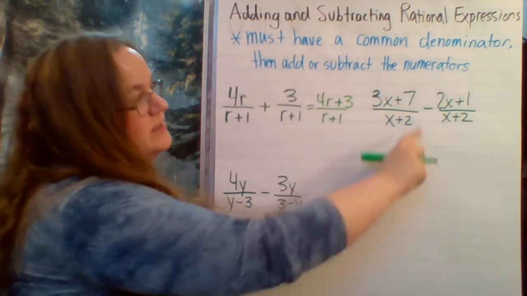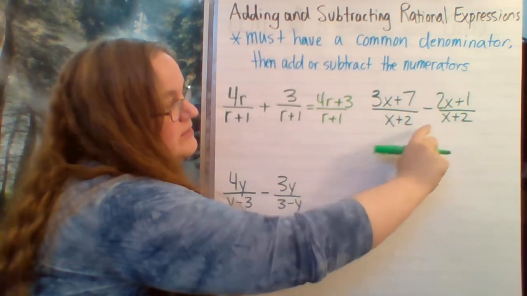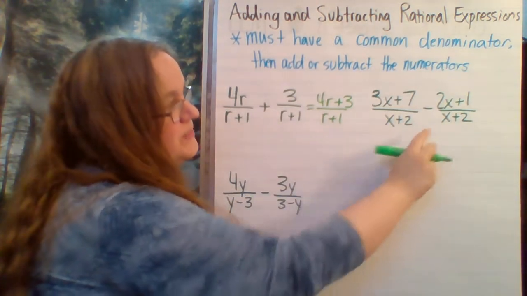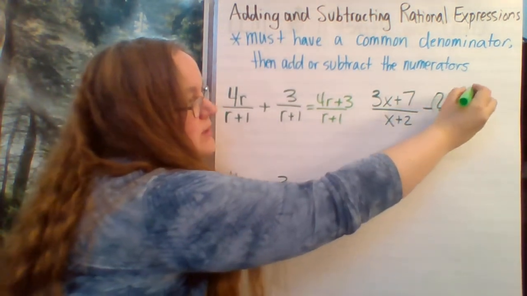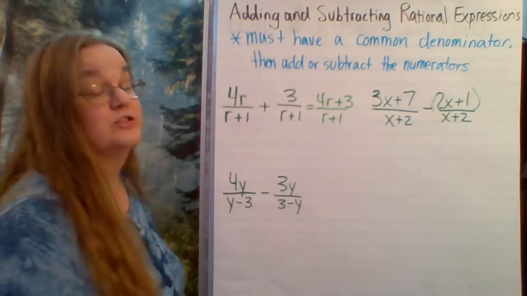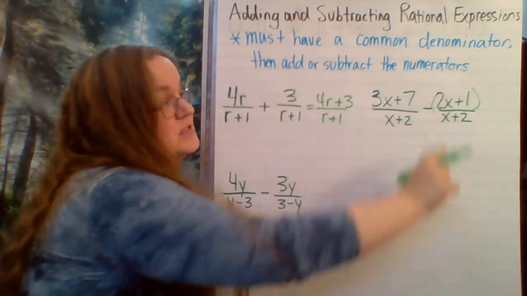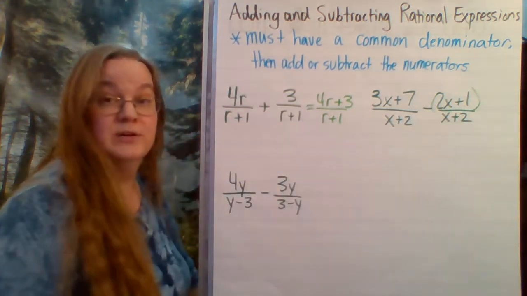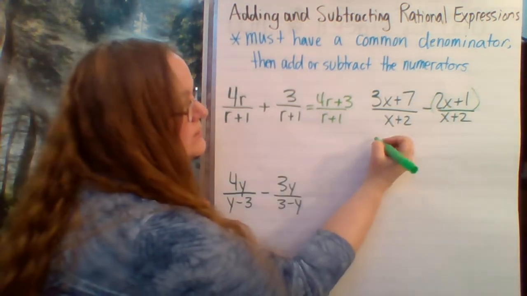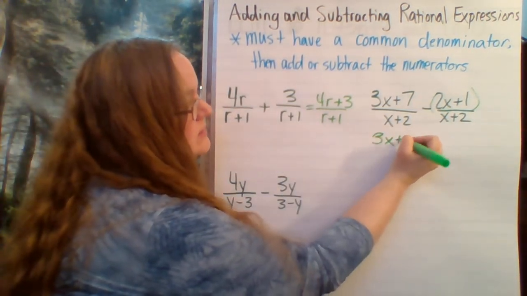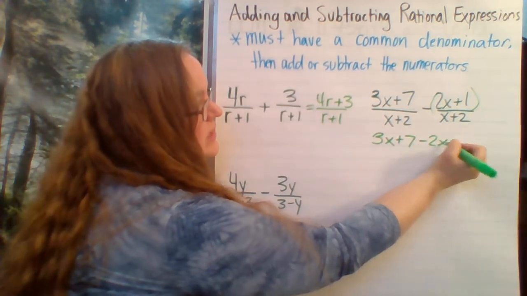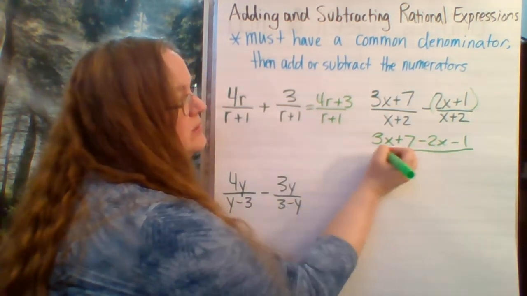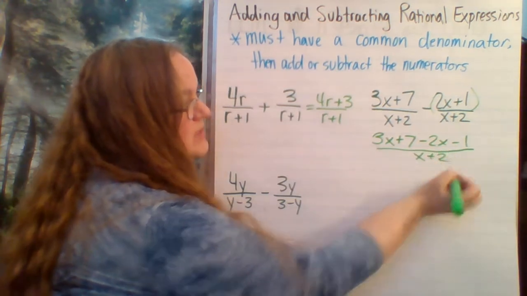Okay. When I look at this one, I already have a common denominator of x plus 2. Now be careful. Remember that when I'm subtracting, it's like you're distributing a negative. So since these are both positive, they're both going to become minus when I'm writing it out. So I'm going to rewrite this. This is going to be minus 2x minus 1. So be really careful because subtraction is where people tend to get tripped up.